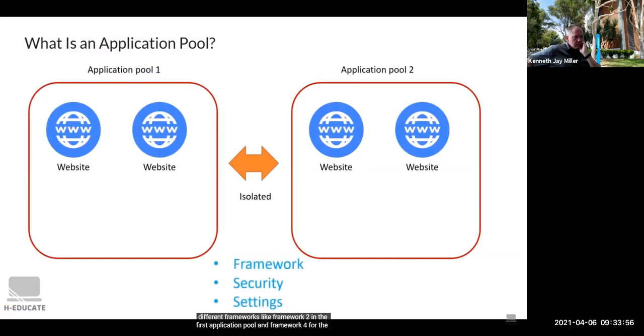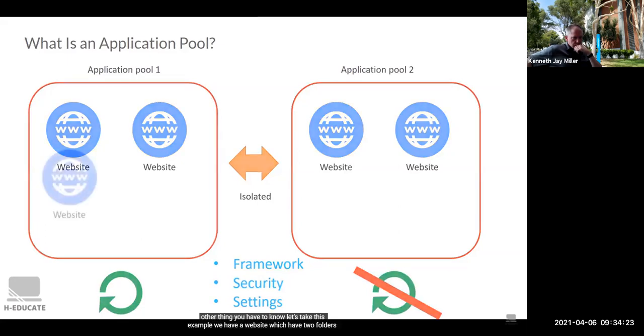So now we can use different frameworks, like framework 2 in the first application pool and framework 4 for the other one. Or we can implement different security aspects or apply different settings that correspond to each group of websites. So we can have full isolation between websites. If an application pool, as an example, recycles, the other application pool's websites will not be affected.